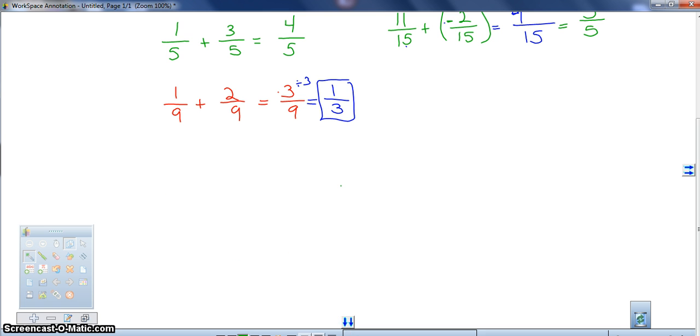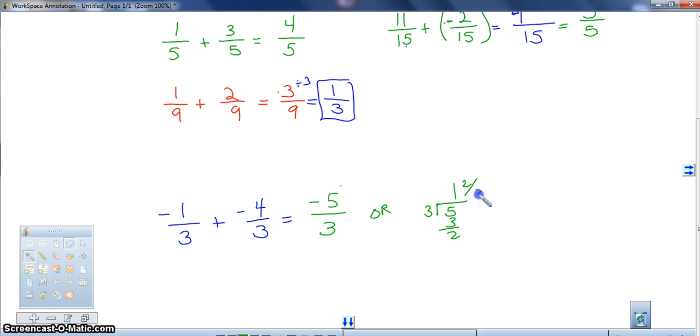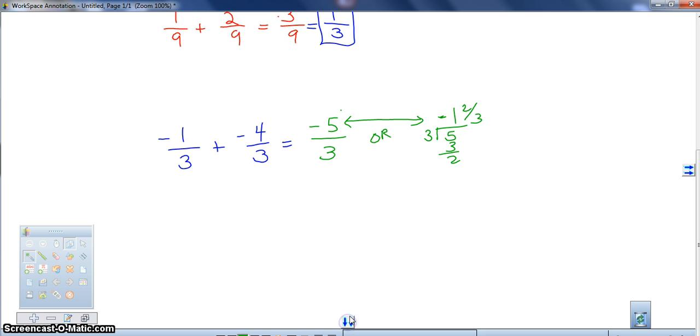Let's see one where they're both negative. Negative 1/3 plus negative 4/3. So that answer is going to be 3 on the bottom and then negative 5. So you can write it as negative 5 over 3, or you could say, well, 3 goes into 5 once, and 3 here. So I could say it's negative 5 over 3 or negative 1 and 2/3. These are the same. Either answer is okay today.